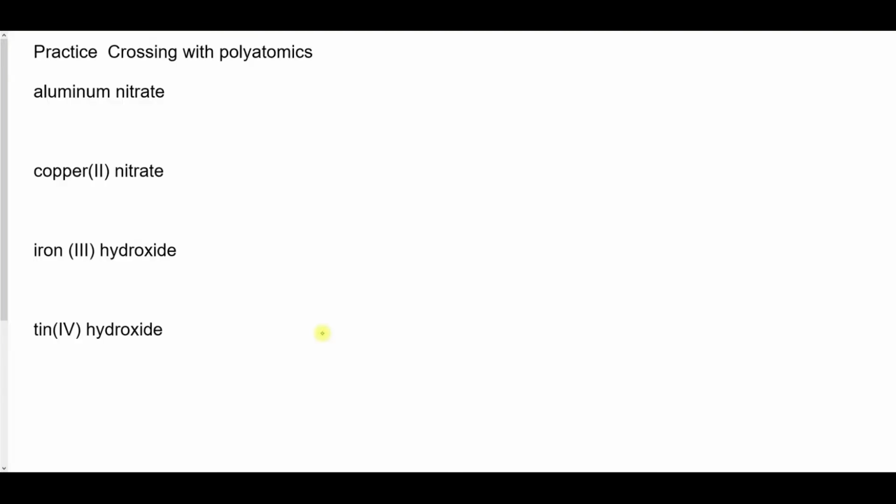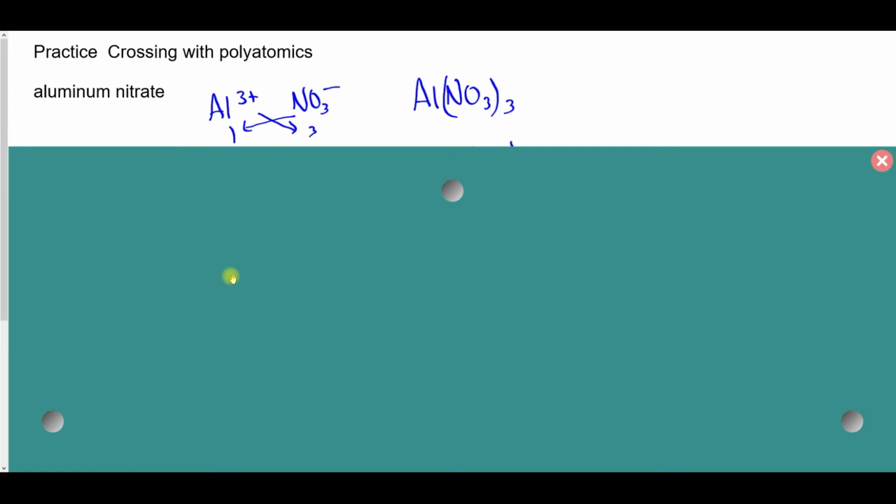Let's give this a try. Pause the video and then compare your answers with mine. With aluminum nitrate, I use the charges and cross, and so I have 3 nitrates for every aluminum.